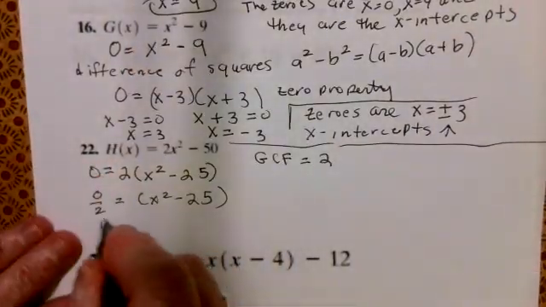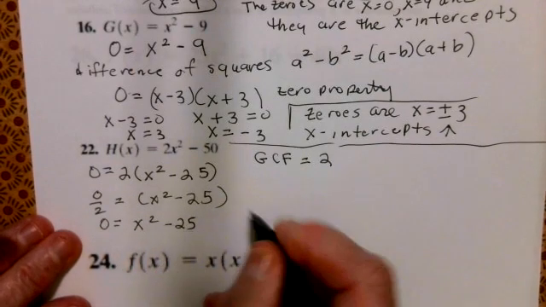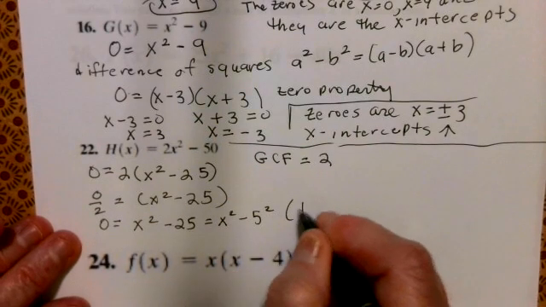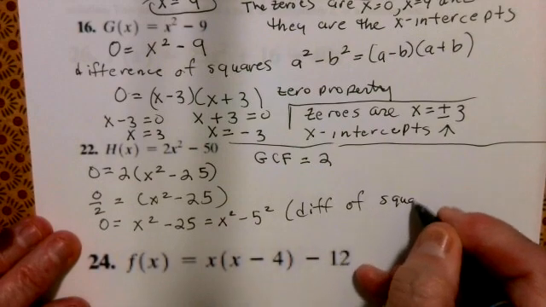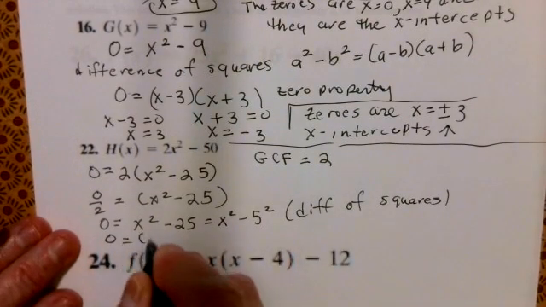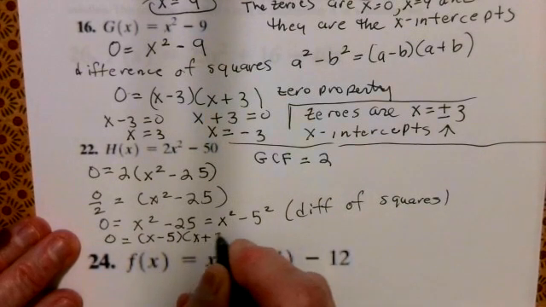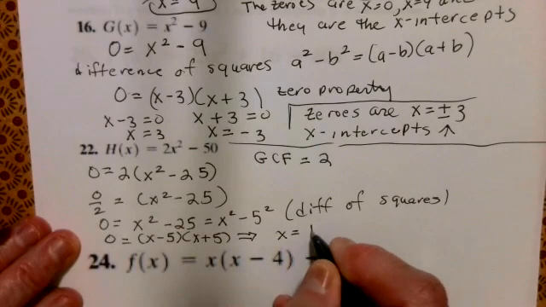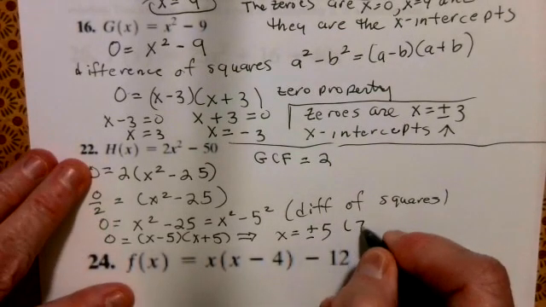So then we get 0 equals x squared minus 25. And you know that's x squared minus 5 squared. So it is a difference of squares. So it's going to factor like this. And that's going to give us x equal plus or minus 5. And so those are the zeros and the x-intercepts.